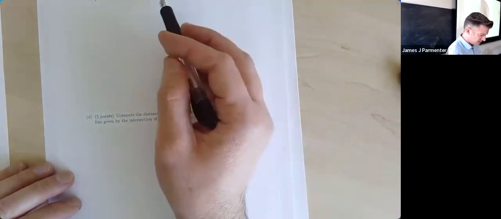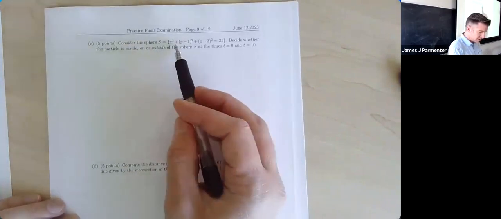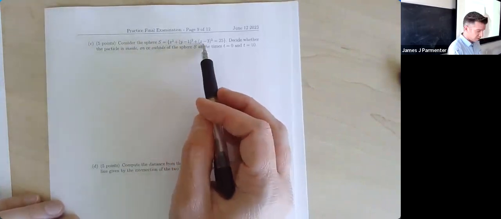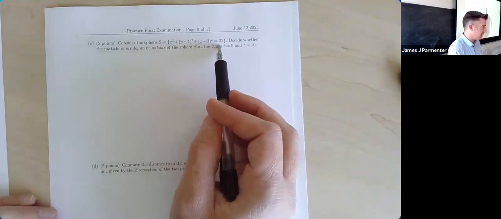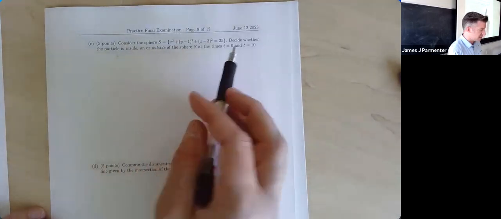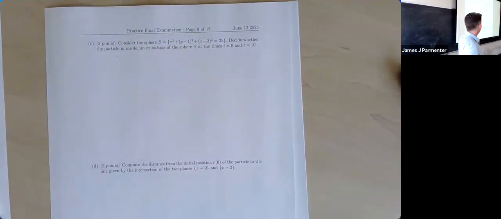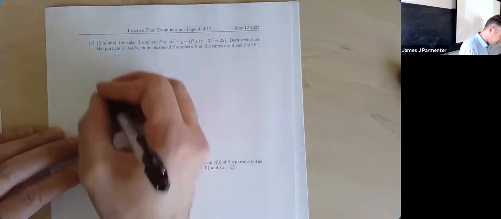So consider the sphere. Sorry, you can't see that. Consider the sphere centered at 0, 1, 3 with a radius of 5. That's how I would read that. Decide whether the particle is inside or outside the sphere at times t equals 0 and t equals 10. So what we're really asking here is at time equals 0, is the particle within a distance of 5 to the center or not? Well, let's find the position at time equals 0.